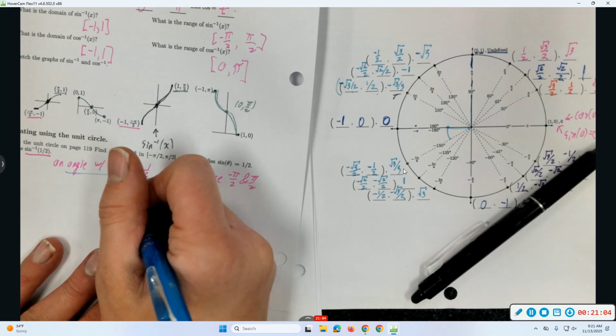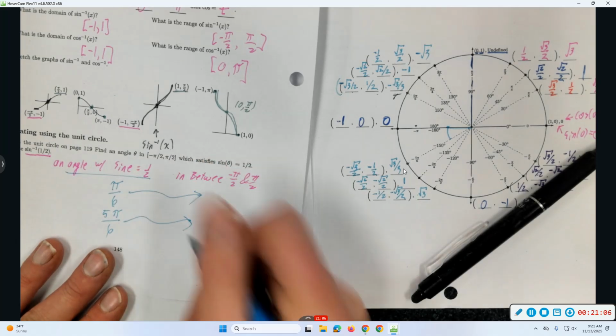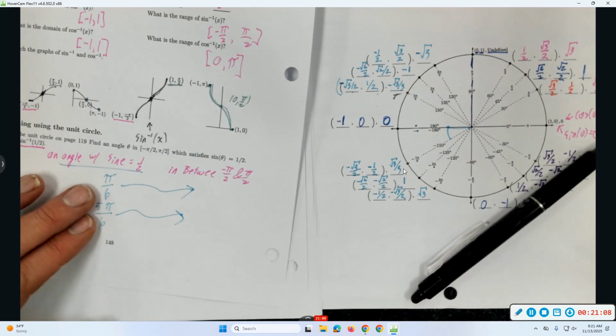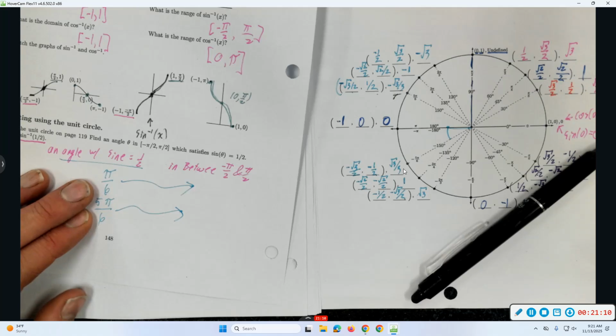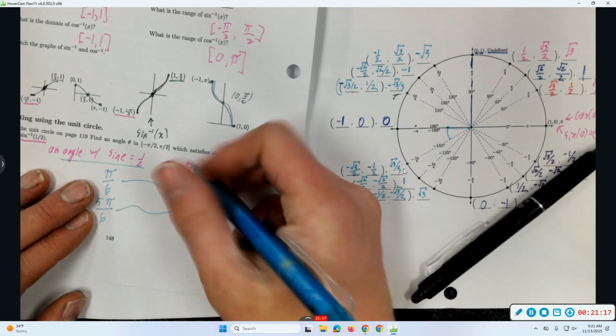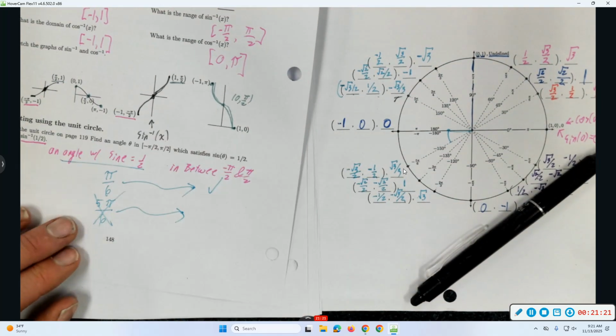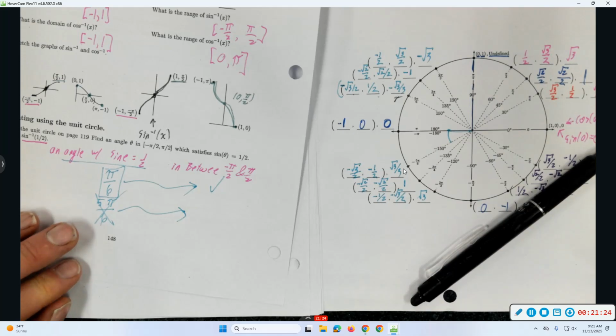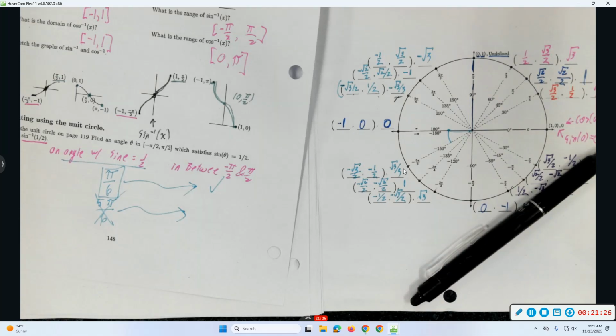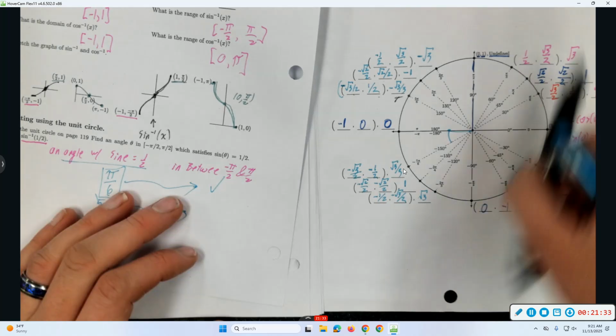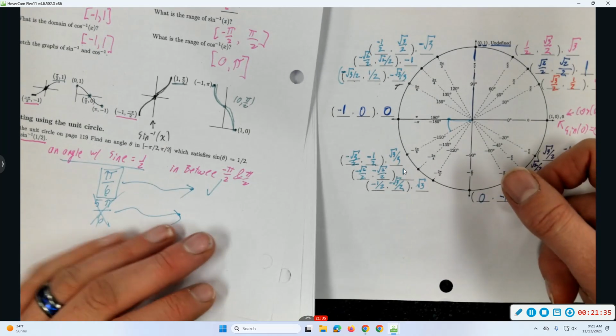Okay, so here are two candidates. It can't be both, right? It's a function. Now let's ask about these two things. Which of these two is in between negative pi over 2 and pi over 2? Pi over 6 is. Cool. So you can use your unit circle to compute inverse trig functions, at least at a few particular input values. Cool. That feels pretty good.